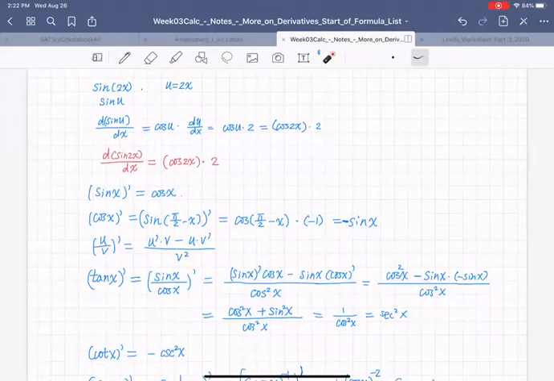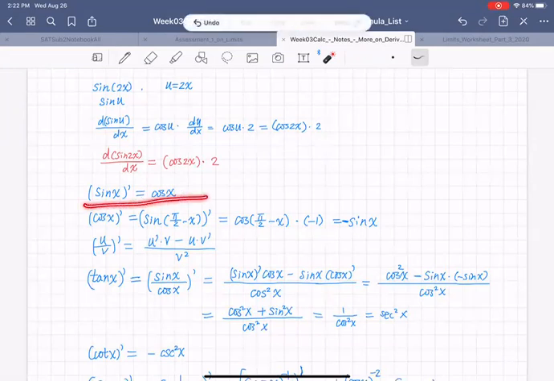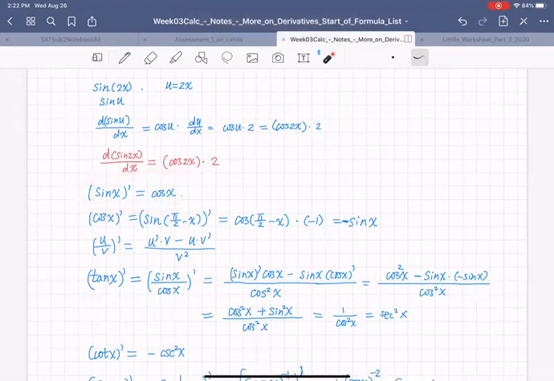Now, when we do sine x, the derivative is cosine x. It's time for us to use this formula and the chain rule to find the derivative of cosine x. I taught you this formula, right? Let's use this one: cosine x is sine of pi over 2 minus x. Then we take the derivative of this with the chain rule.